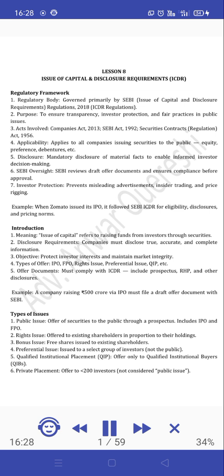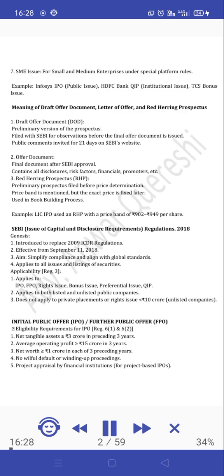5. Qualified institutional placement, QIP. Offer only to qualified institutional buyers, QIBs. 6. Private placement. Offer to less than 200 investors, not considered public issue. 7. SME issue. For small and medium enterprises under special platform rules. Example. Infosys IPO, public issue; HDFC Bank QIP, institutional issue; TCS bonus issue.